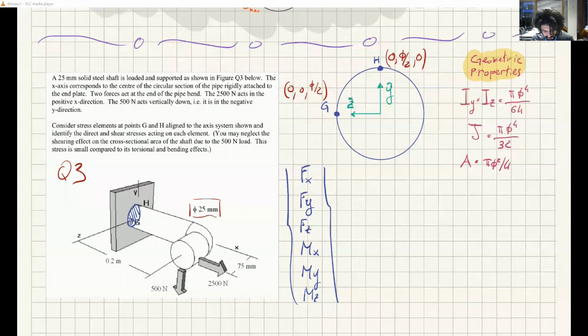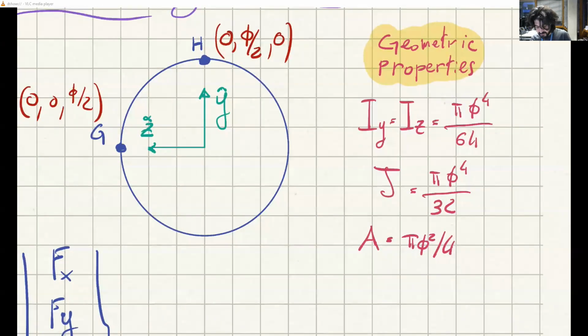Then if I draw the y-axis upward and the z-axis leftward, exactly as I have them here, the y-coordinate of H is the diameter phi divided by 2. So it's the radius of the section. And the y-coordinate of G is, of course, 0, because it lies on the origin. And the z-coordinate of H is 0, and the z-coordinate of G is phi divided by 2. It's also the radius.